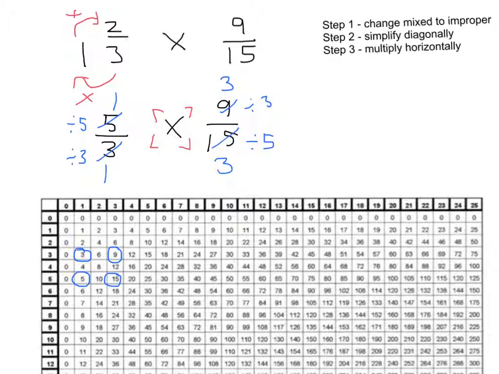We've simplified diagonally. So now next step is to multiply horizontally. So now we just multiply our new numbers. We multiply the numerators together and the denominators together. So I'll just move over this slide here. So 1 times 3 equals 3, and 1 times 3 equals 3. We can simplify this further, because we know that 3 divided by 3 is 1. So we can write that down, and there's your answer.